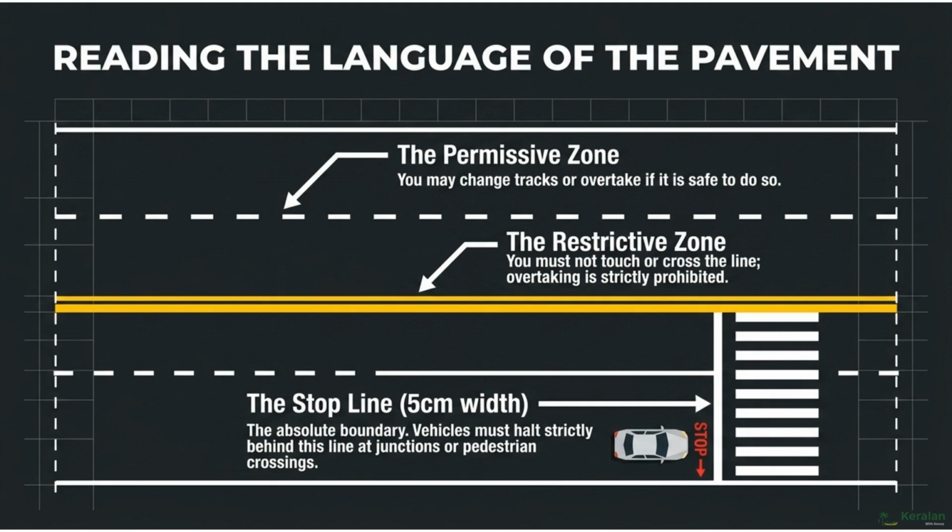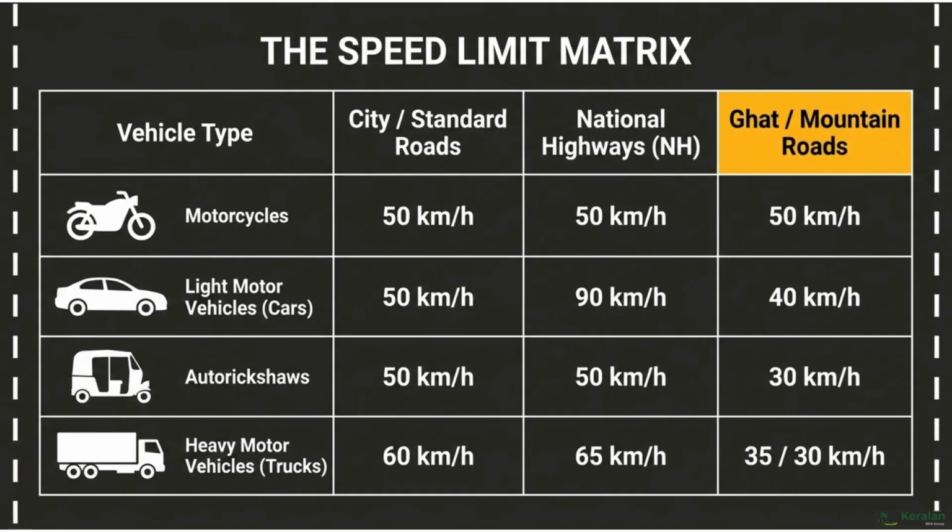Pavement markings also communicate rules. Differentiate between permissive zones where lane changes are allowed, restrictive zones where you must not cross, and the critical stop line at junctions. Adhering to speed limits is vital. Always be aware of the specific limits for your vehicle type, which can vary depending on whether you are on city roads, highways, or mountain passes.